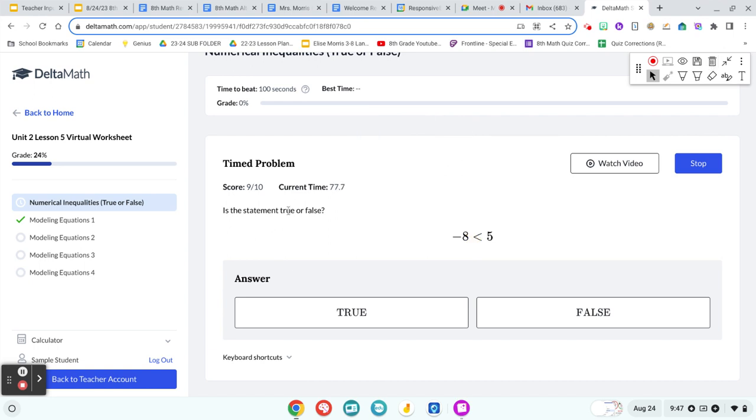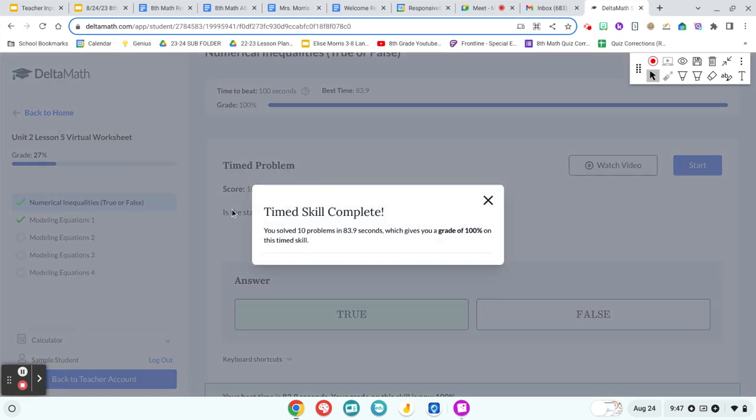One more, because I need 10 in a row. Is -8 less than 5? A negative is less than a positive, so that would be true. Yay, I did it. I get 100 on that section.